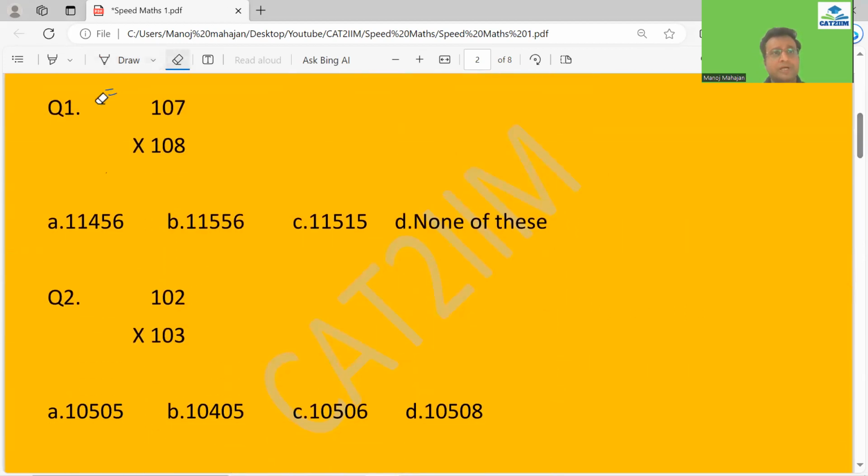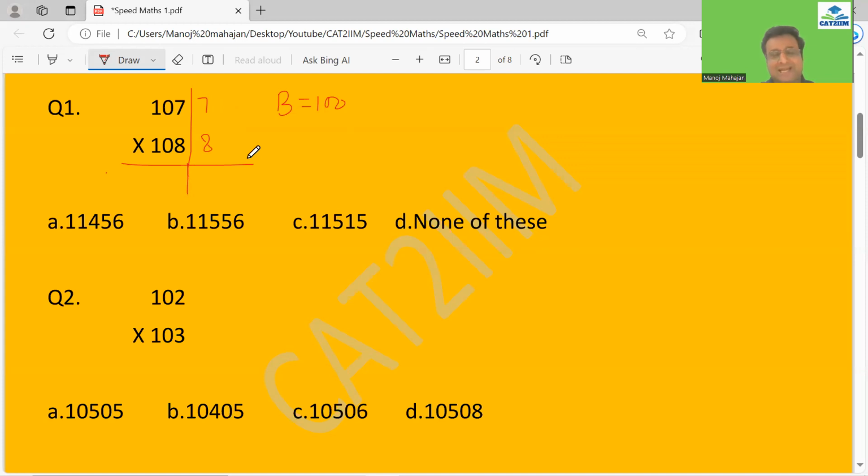The first calculation we have to do over here is 107 into 108. So the numbers are close, and we can choose the base as 100. Now this method works in two parts, the right hand side and the left hand side. So I'm drawing a slash over here. On the right hand side, you put the surplus or deficit. So let me put over here 7, and let me put over here 8.